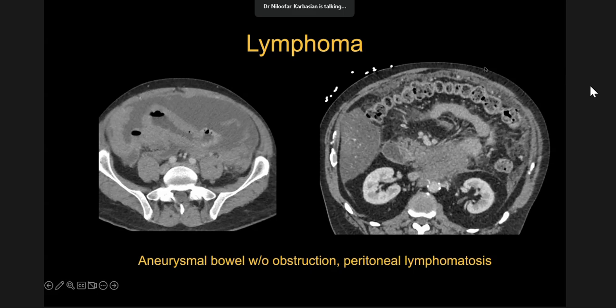And there's another entity, peritoneal lymphomatosis, with exactly the same presentation as peritoneal carcinomatosis. You can see the scattered nodules and masses throughout the peritoneum, even ascites, and that can be a presentation of lymphoma.